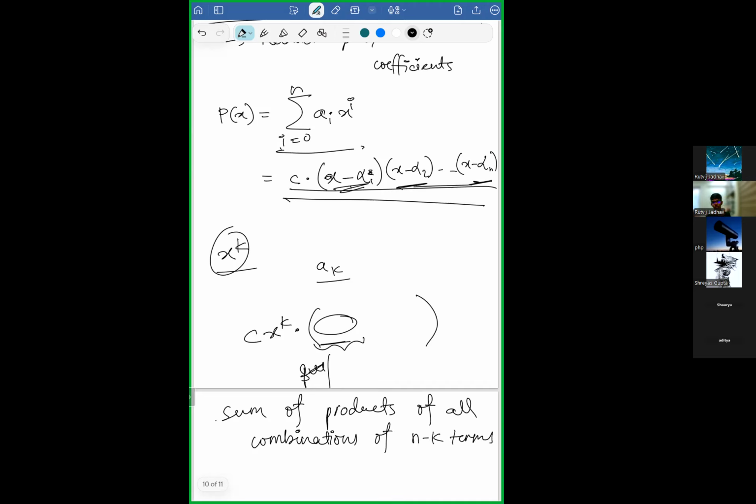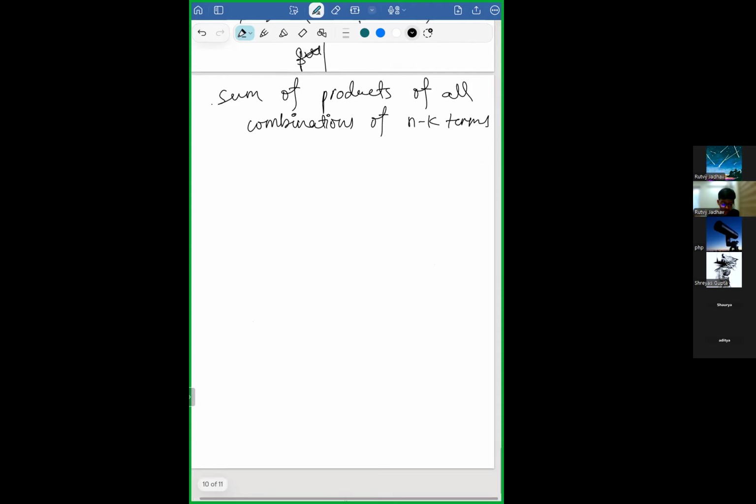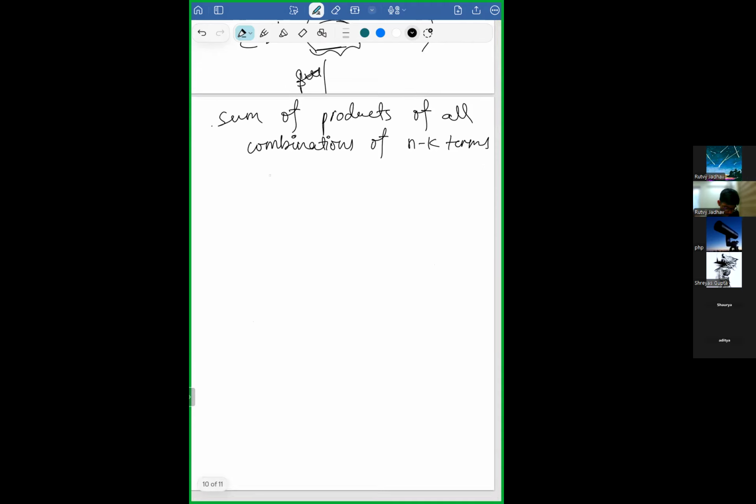It is the sum of products of all the combinations of n minus k terms. So basically, the notation we use for this is known as sigma. It is also called symmetric sums. So basically, sigma one is, I'm just writing it down.